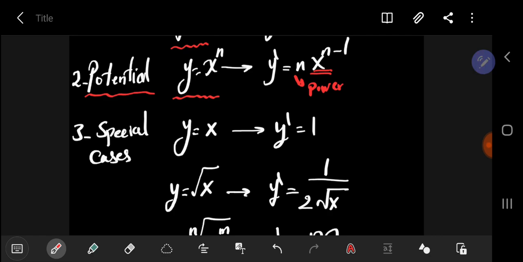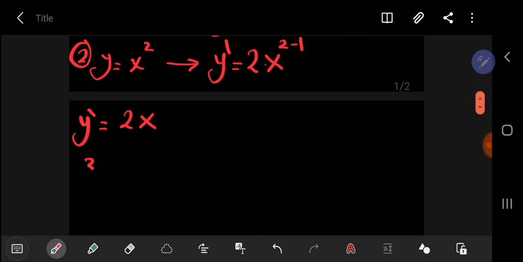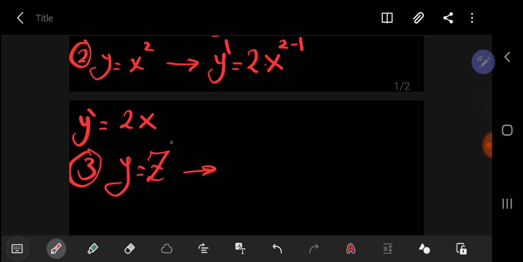For example, if y equals x, any variable, not only x, to power 1, its derivative is equal to 1. For example, y equal to z, any variable to power what? 1. So its derivative will be y prime equal to 1. Okay, this is a rule you have to save in your mind.